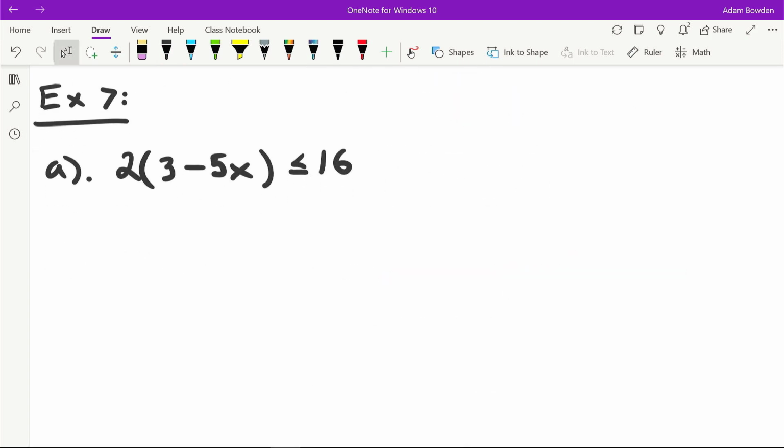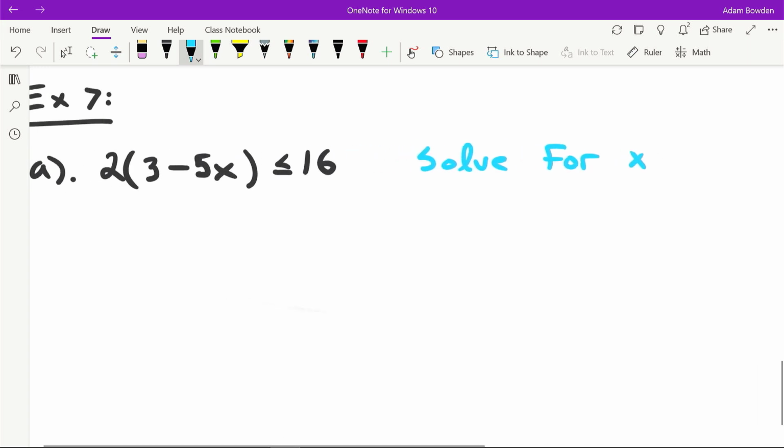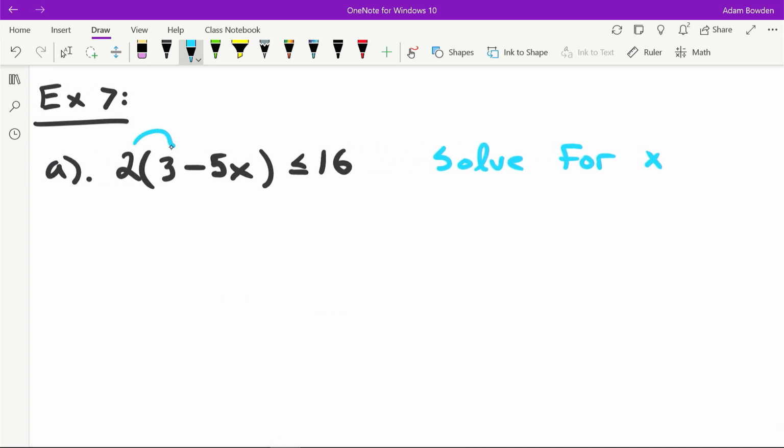Now, if we're going to be looking at an inequality that we're trying to solve, it's much like an equation that we try to solve. We try to get x by itself on one side. So I'm going to start out in a similar way that we would have for solving an equation. I'll start by distributing the 2 across the parentheses and write it as 6 minus 10x less than or equal to 16.